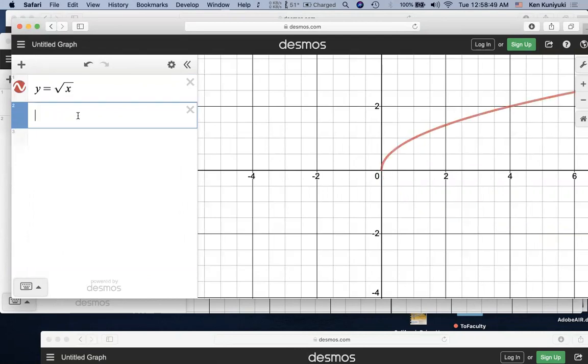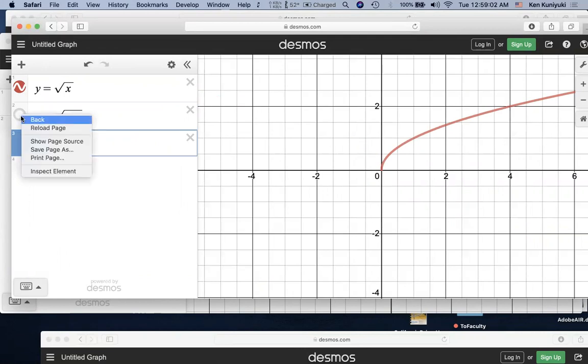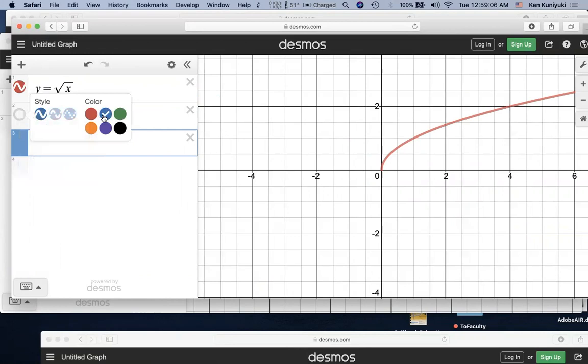How do you reflect about the y-axis? That involves the S word, substitution. We substitute x with its opposite. I'll do this in blue. Y equals root opposite x. We take the red graph and reflect it about the y-axis. We do that with a substitution. We substitute x with its opposite.